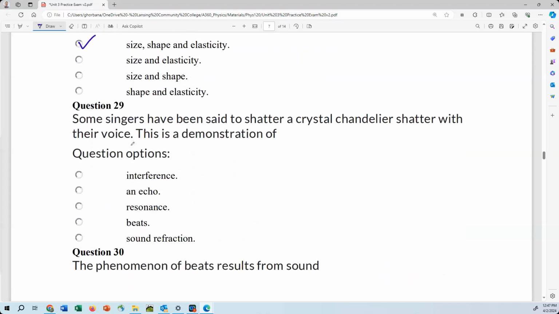So 29. What is the 29? 29 is telling that some singers have been said to shatter a crystal chandelier with their voice. This is a demonstration of the resonance. Yes, this is the demonstration of the resonance.